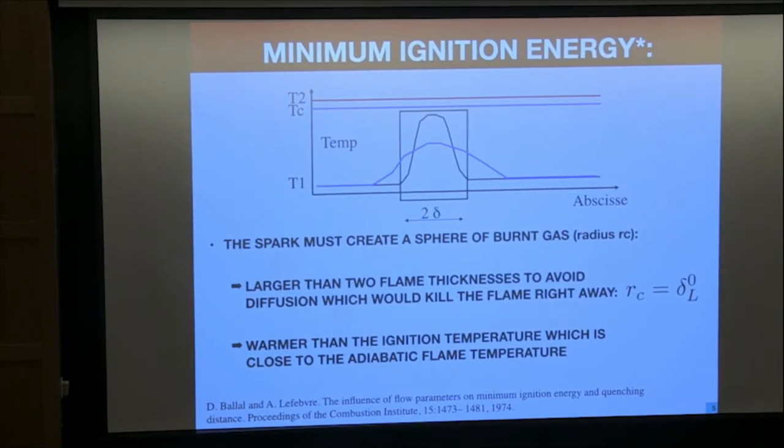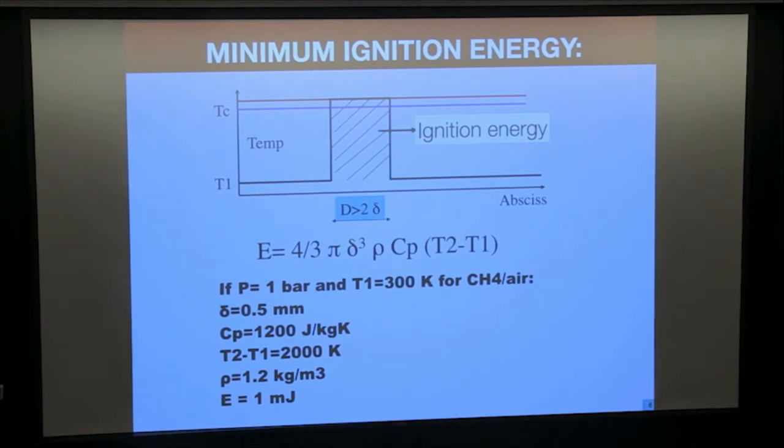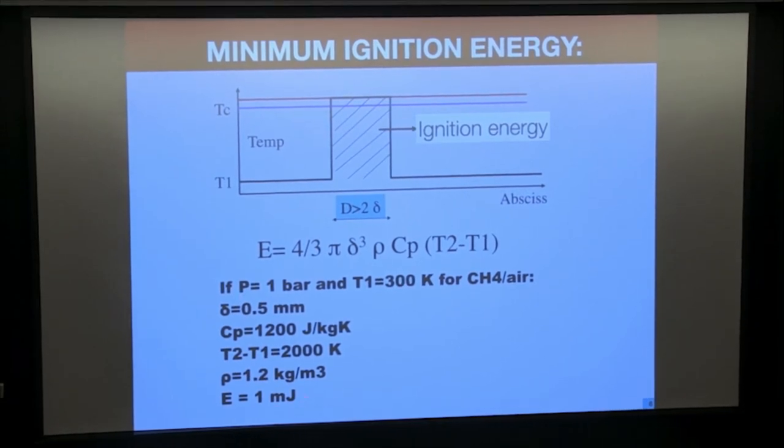So you can write a very simple model for the MIE, which is the following. Let's take a sphere of radius delta, diameter 2 delta. Its volume is that. I need to bring it from T1 before my spark or before my laser to T2. And usually we take the ignition temperature to be the adiabatic flame temperature. Again, theoreticians, you have seen that the maximum reaction rate is reached for a temperature which is pretty close to the adiabatic flame temperature. So let's say it's T2. So you plug the numbers in, at 1 bar and 300 K, and you find 1 millijoule.